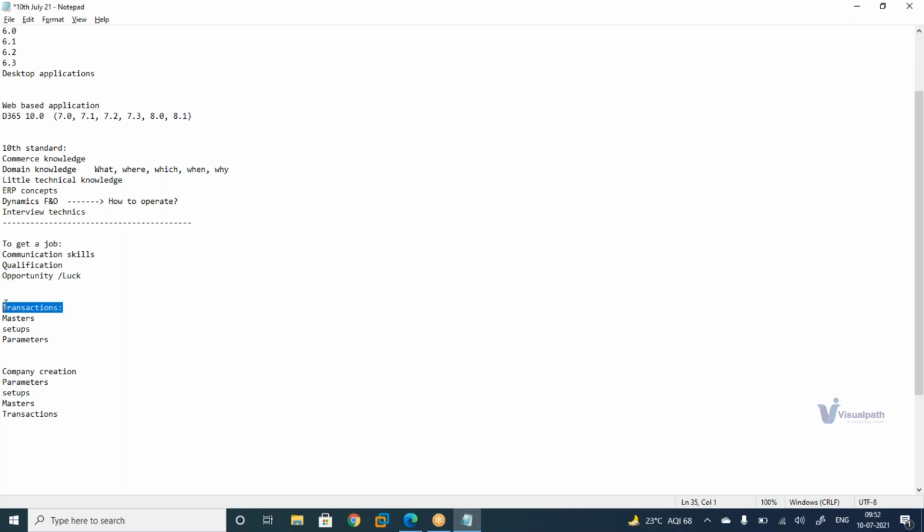Transaction is not your task. You are not going to work on transactions. That means you are not going to work with only purchase order, sales order, invoice. Your task is this one. So it means it is a kind of sample project.